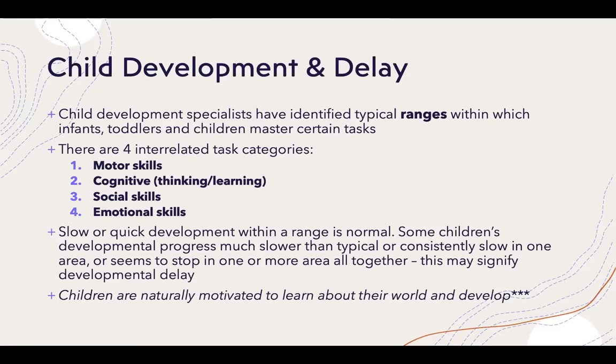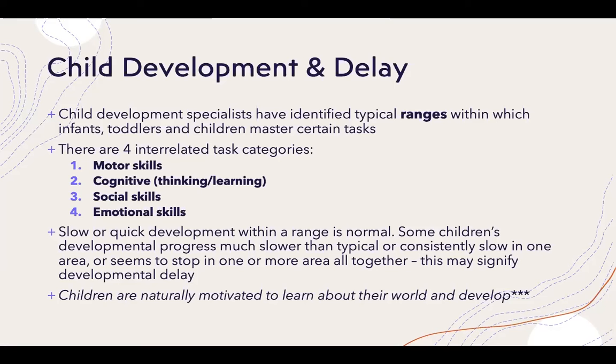When a child is developing much more slowly than typical, or is rather consistently slow in one or more areas, certainly if they seem to stop developing in one or more areas altogether, that could be a sign of a developmental delay. And certainly when there is a halt or sort of backwards motion, that would warrant a quick call to the pediatrician to make sure that we're being proactive with understanding that.